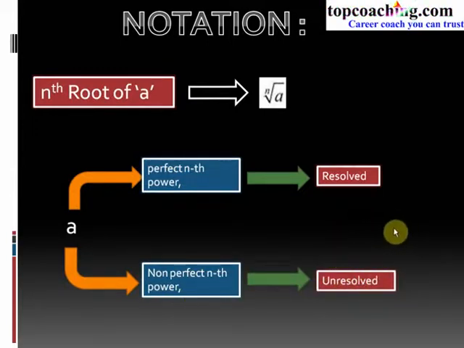It remains unresolved, and in such a case we call it a surd. So what is a surd? When a is a non-perfect nth power, the nth root cannot be fully resolved, and in such a case we call it a surd. Simply put, when a is a perfect nth power, we get a rational number as the nth root, but when a is a non-perfect nth power, we get an irrational number as the nth root of a, and these are known as surds.